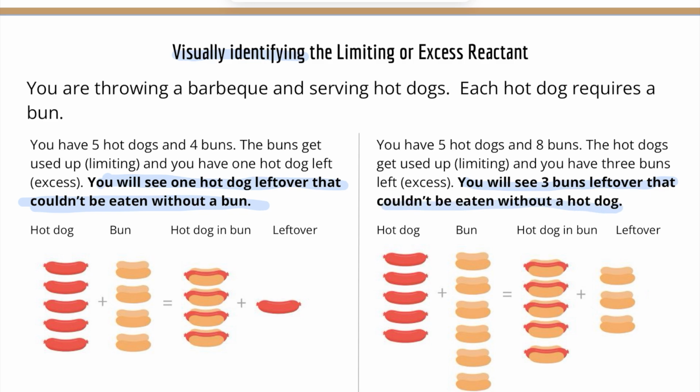And so as we're thinking of a reaction, reminder that in a reaction, our reactants are on the left, the things that we have at the start. Our products are on the right. And so when we're talking about limiting or excess reactants, we are talking about those chemicals to the left of our arrow that we are starting with. In this case, that would be the hot dog and the bun separately.